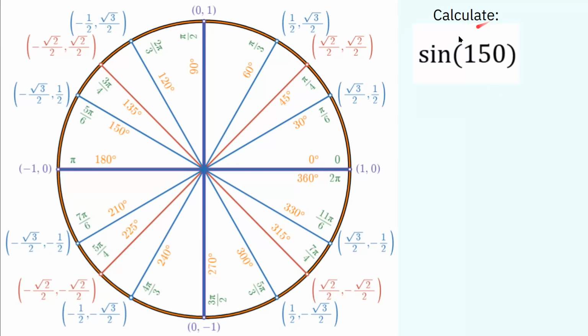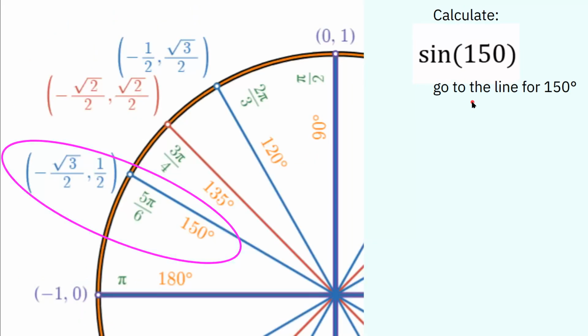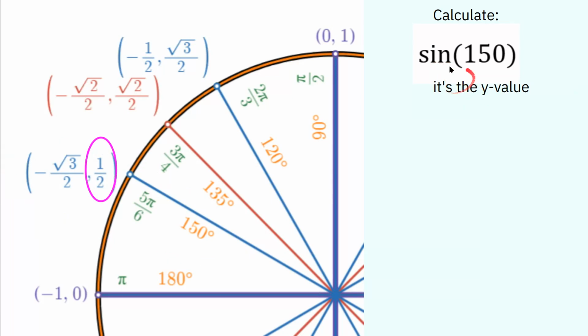So if the problem says calculate sine of 150, what I do is I go to 150. Go to that line, go to that spot, and then what's the points? I don't care about both the points. I only care about the y, right? Sine is y, so I only care about the 1/2. So sine of 150 is 1/2. Done.